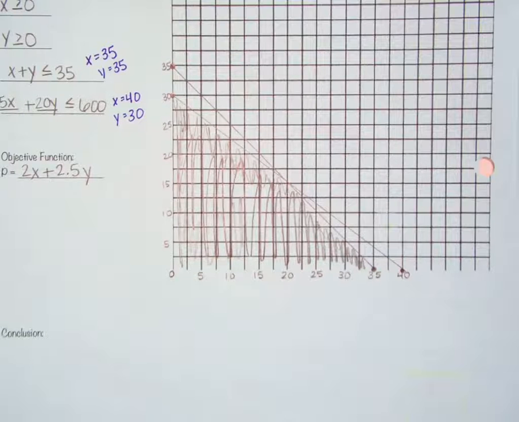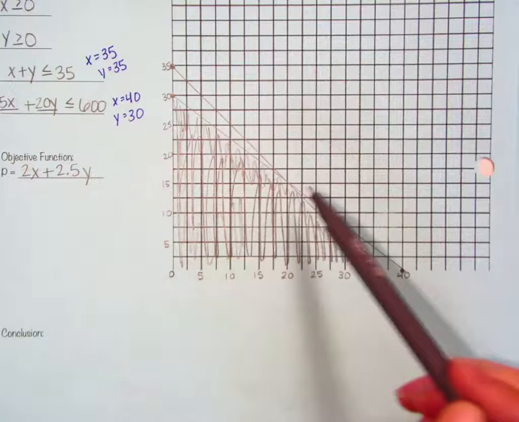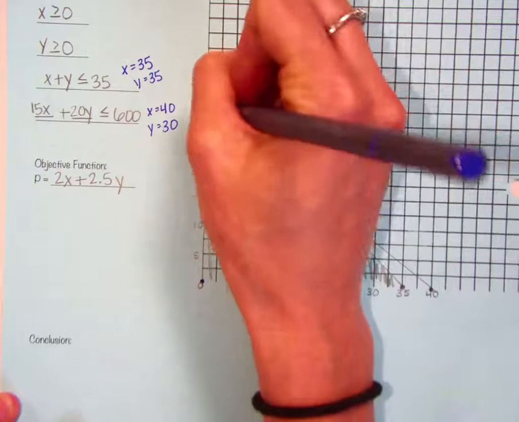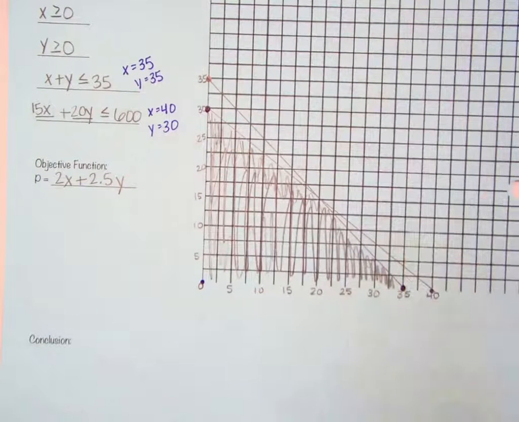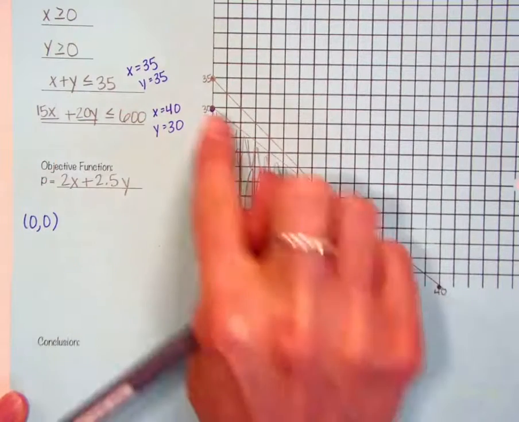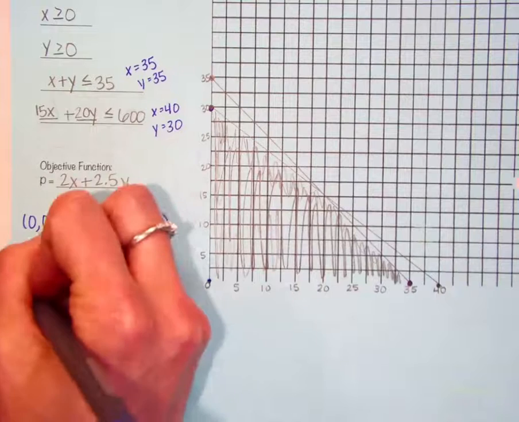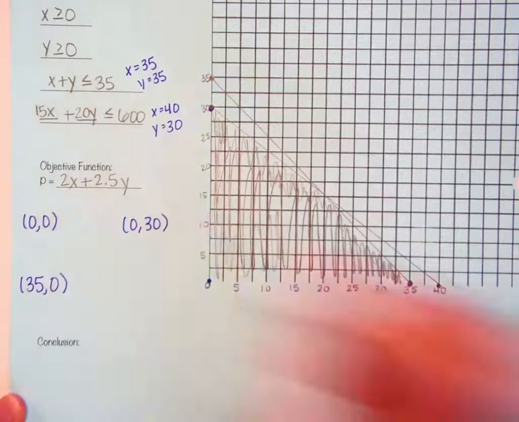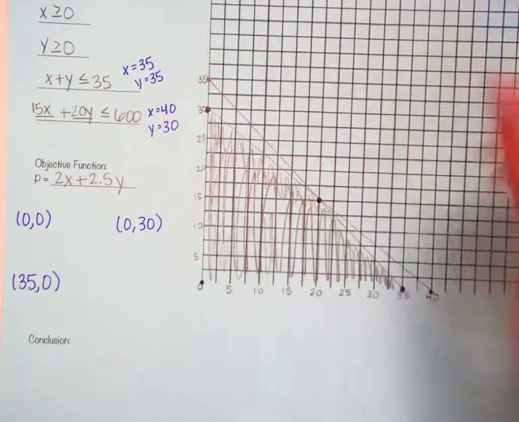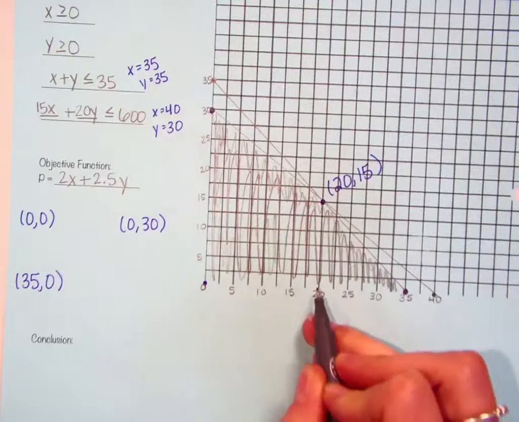All right, so I'm going to have 4 corner points: my 2 intercepts, the origin, and this point of intersection here. The 2 intercepts and the origin should be the easy ones. So we've got 0, 0; 0, 30; 35, 0; and then it looks like this point of intersection is at 20, 15. So over 20, up 15.